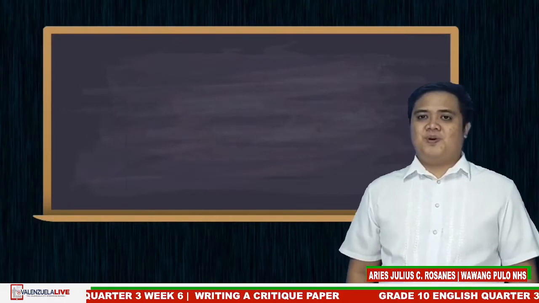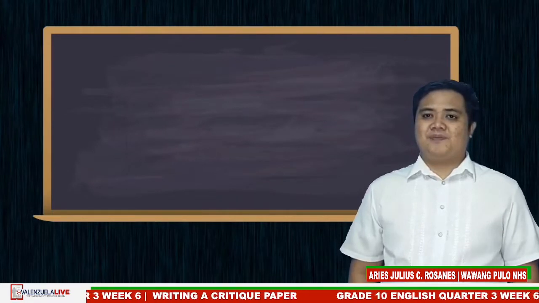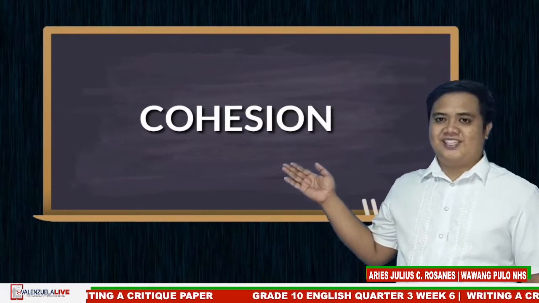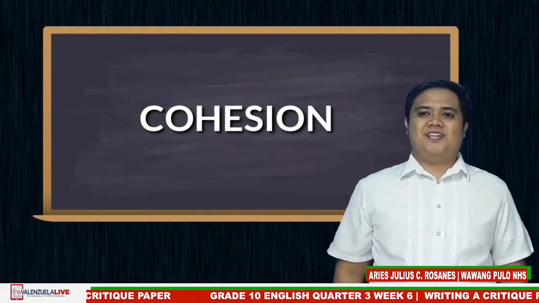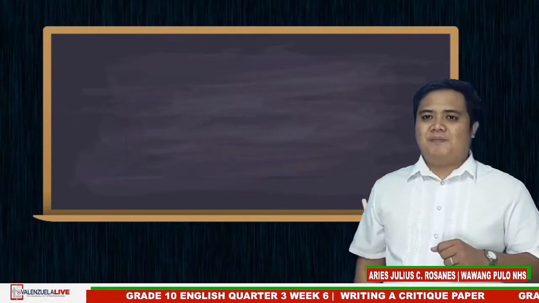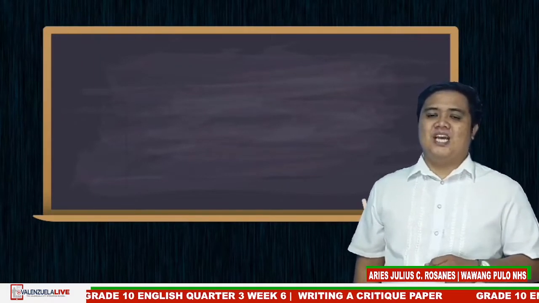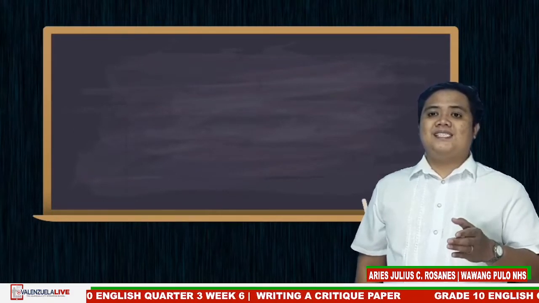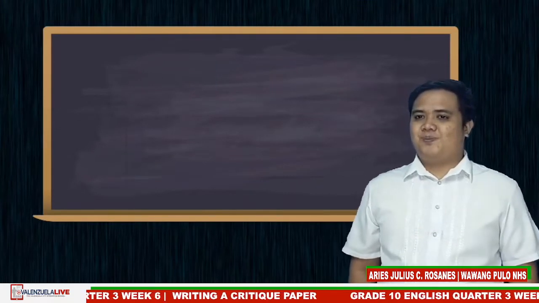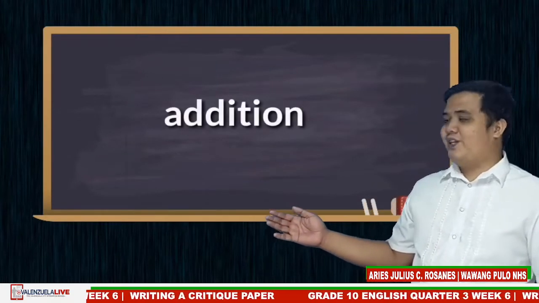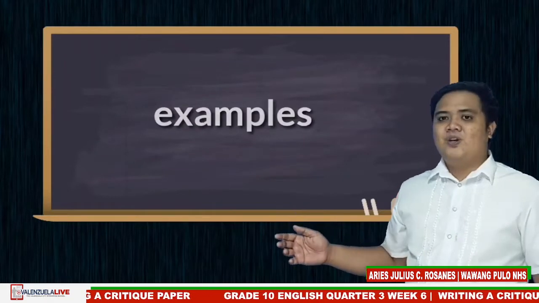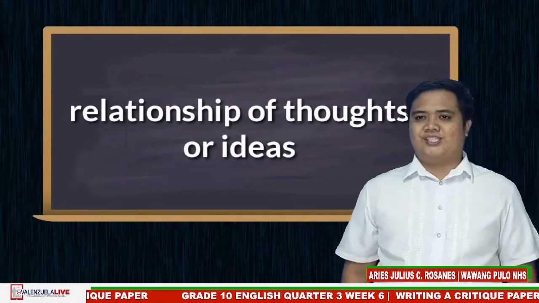It is also important to note that in writing a critic paper, we need to achieve cohesion, which is an important feature in any academic writing. If you can still remember the past discussion on cohesive devices, cohesion makes it easier for your reader to follow your main idea through words that express addition, contrast, emphasis, examples, or relationship of thoughts or ideas.